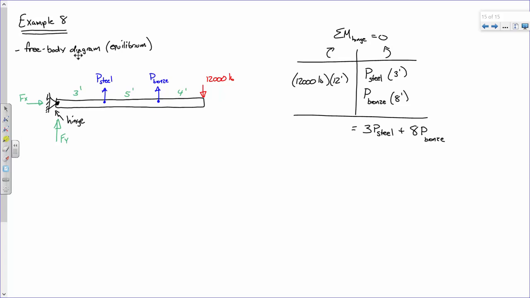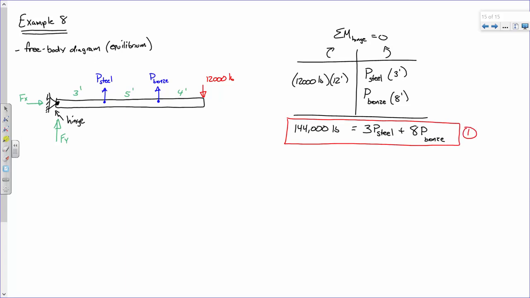And over here on the left, I got 12,000 times 12, so 12 times 12 is 144. That's 144,000 pounds? Did I do that right? Okay, all right. This is my equation one, okay?